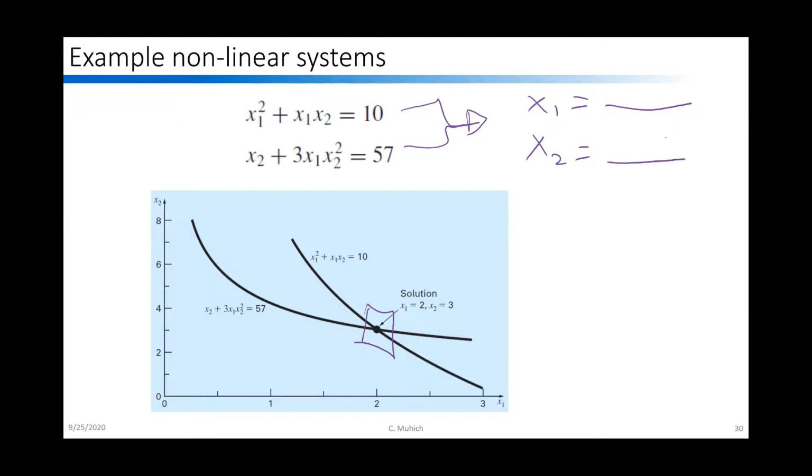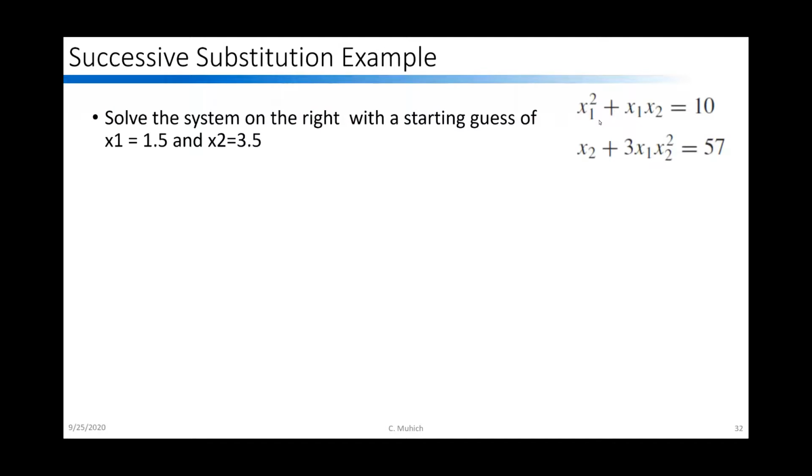If you had more x's, you would want to isolate each of the different variables on the left side. And then we're going to go just like before with Gauss-Seidel, where we'll make some guesses. We'll use the new estimate for x1 to estimate what's going to happen in x2, and then we'll use x2 to re-estimate x1. So let's solve these out using successive substitution. Here we're going to start with a guess of 1.5 for x1 and 3.5 for x2.